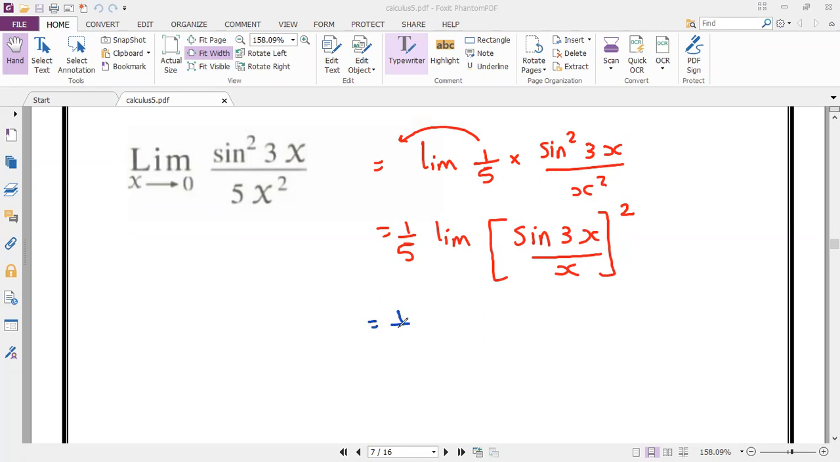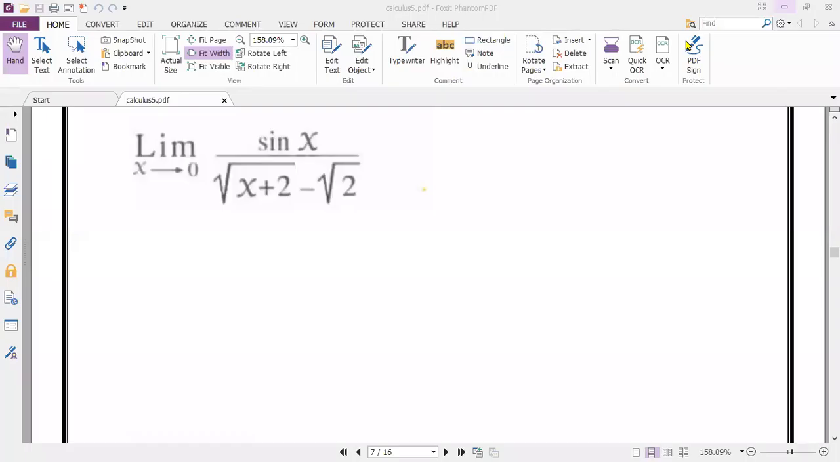So we have here 1/5, and we can find this limit because the variable here is x and the variable here is x. So 3 divided by 1, which is 3, to the power of 2. So it's 1/5 multiplied by 9, which is 9 over 5. Let's go to the next example.